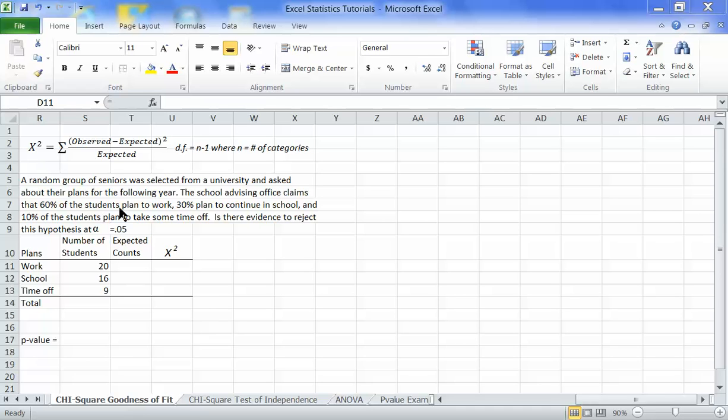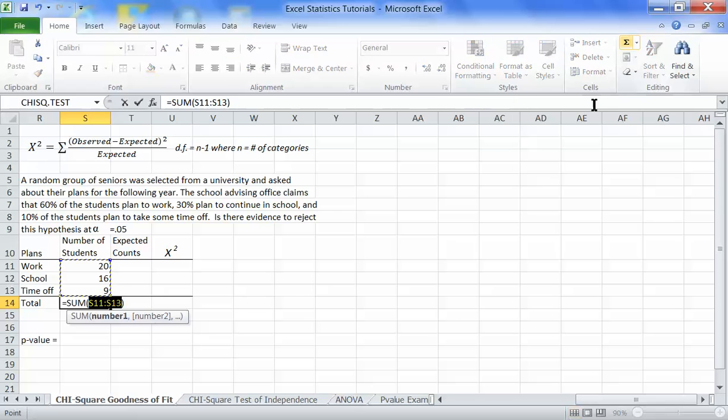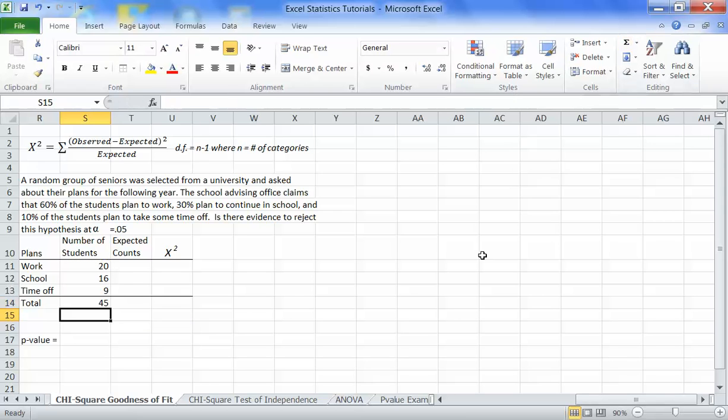So the first thing I want to do to apply this formula is determine the expected counts. Well, the first thing I do is figure out how many total people I surveyed. And in this case, I just need to total up that column. I'll hit the summation button here. And so I surveyed a total of 45.